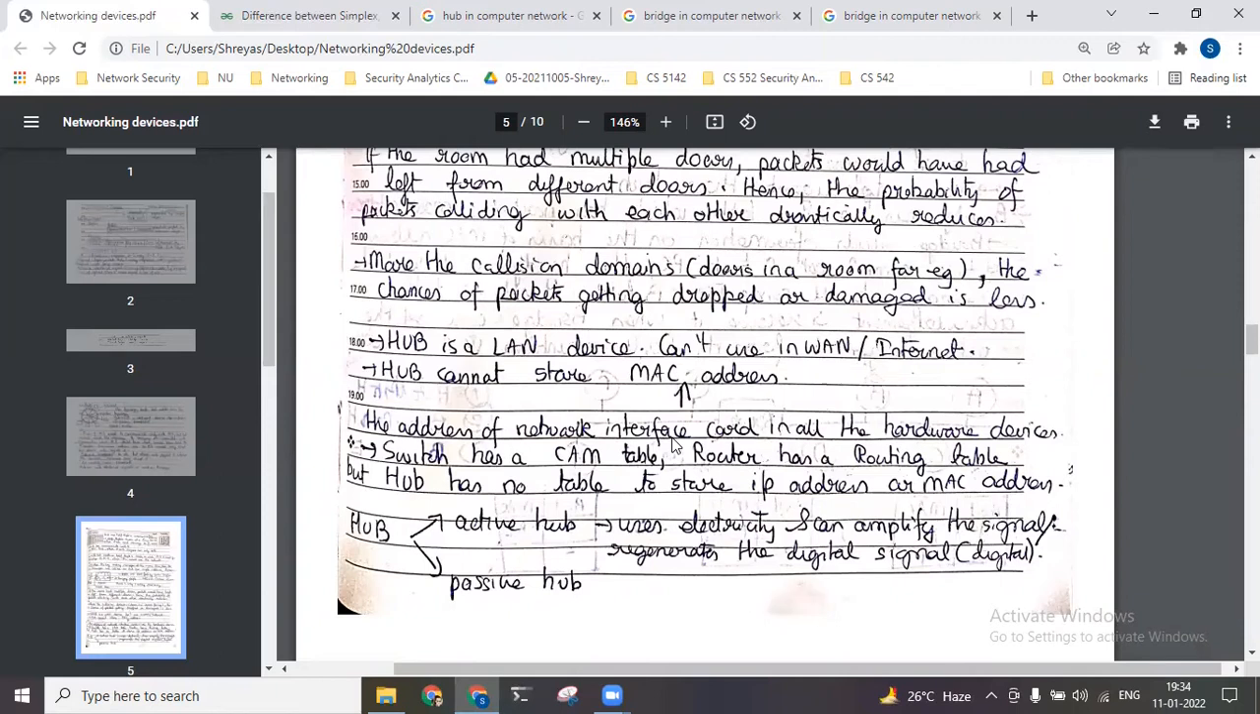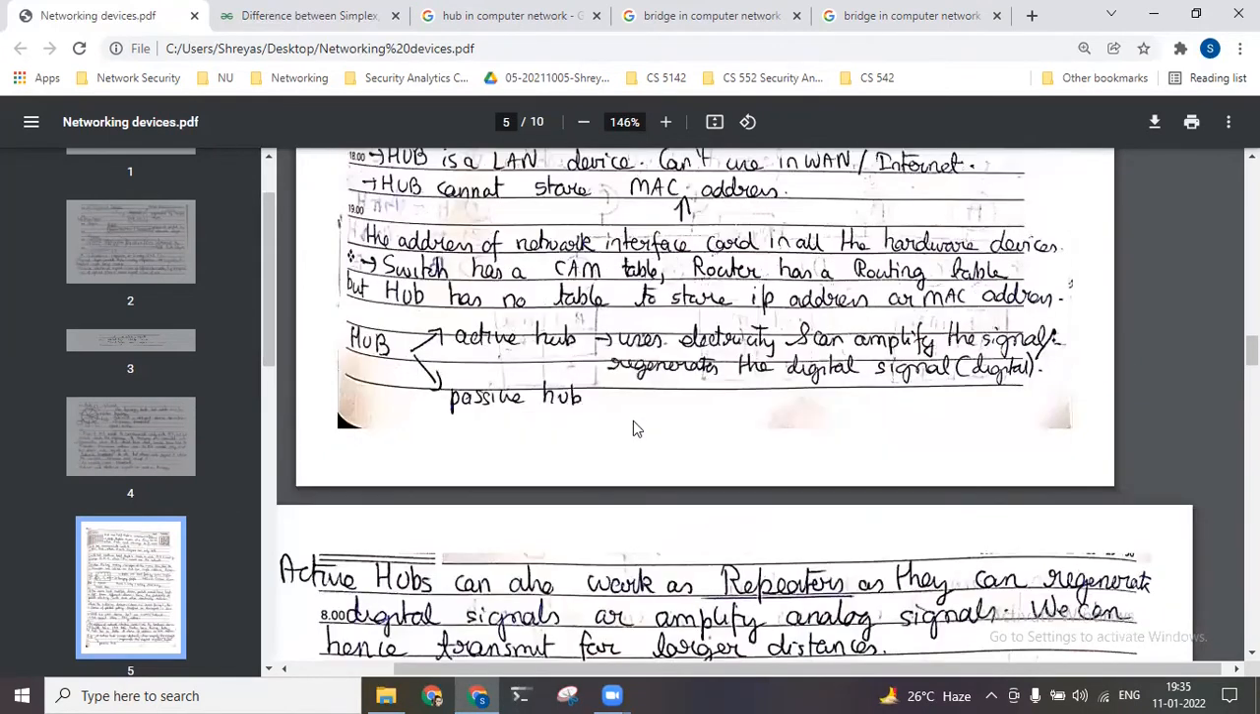A repeater is basically an active hub that can amplify the signal, and a passive hub or the normal hub doesn't use any external electricity, the message just comes and goes through. So we need to remember these few things. And also, as I said, a hub does not have a brain of its own, so it cannot store any MAC address, it cannot store any IP address. There are no tables inside it. It's just a brainless person. Whatever comes to it, it just broadcasts it. So this is the meaning of a hub.